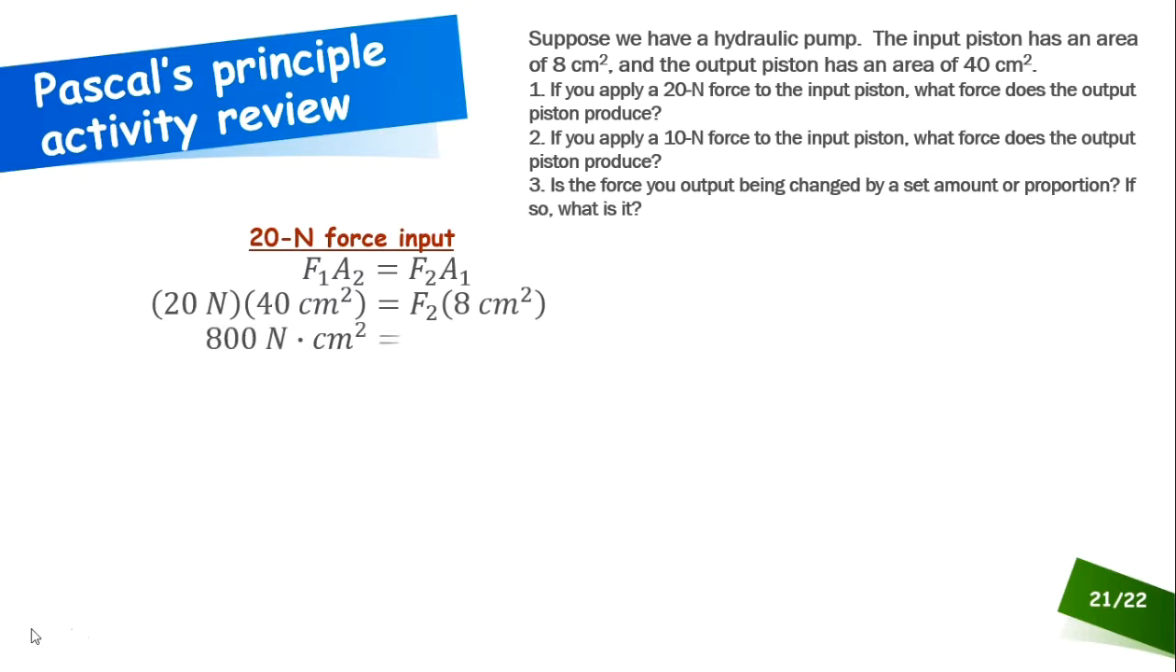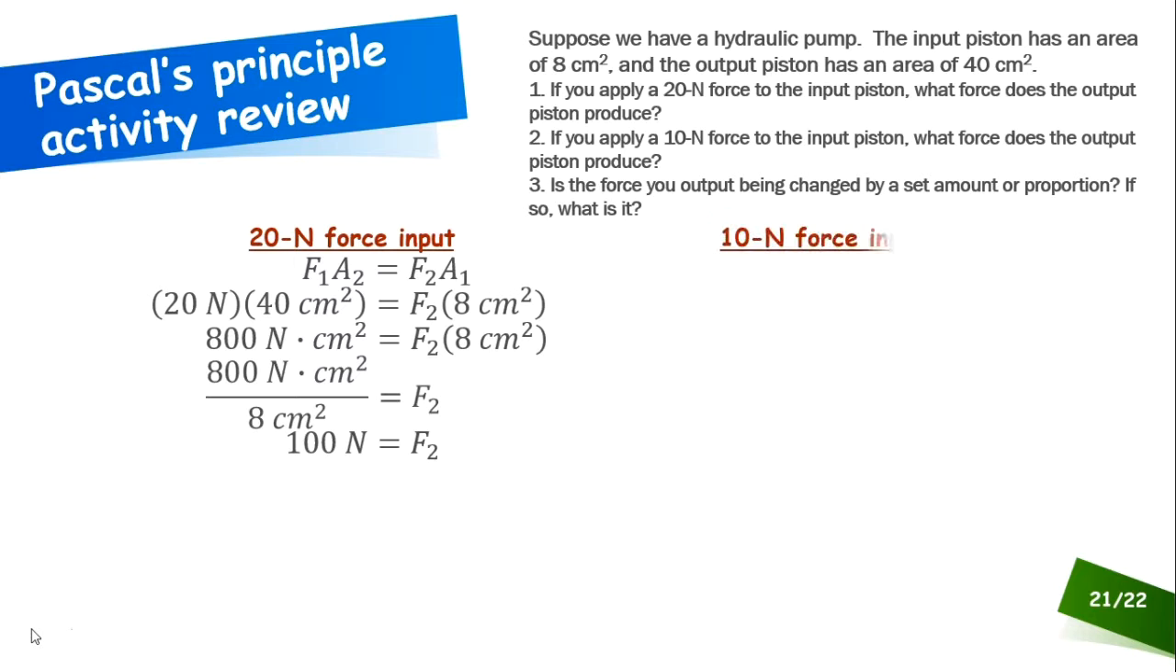So now that we have what we know, we take the 20 times the 40, that gives us 800 Newton square centimeters. And then we're going to divide both sides by the 8 square centimeters, so we get F2 all by itself. 800 Newton square centimeters divided by 8 square centimeters is 100 newtons. So that's the force that's coming out of the output piston when we put 20 newtons in.